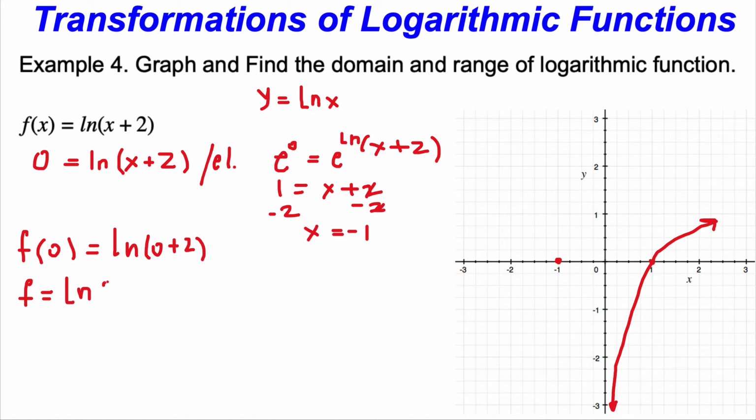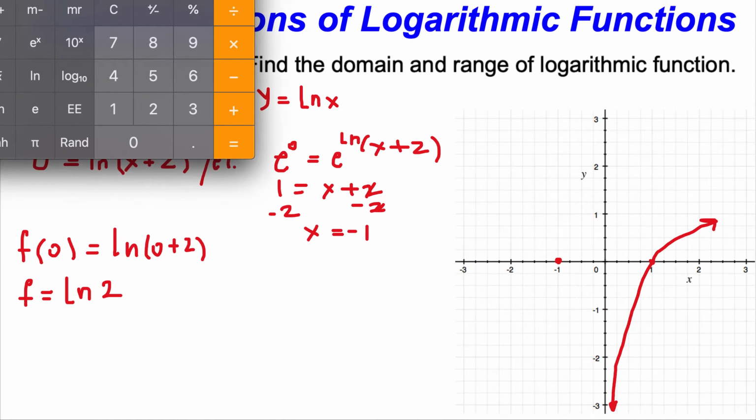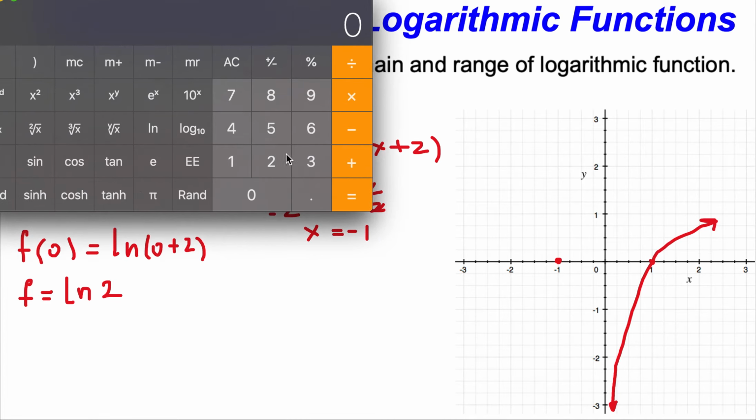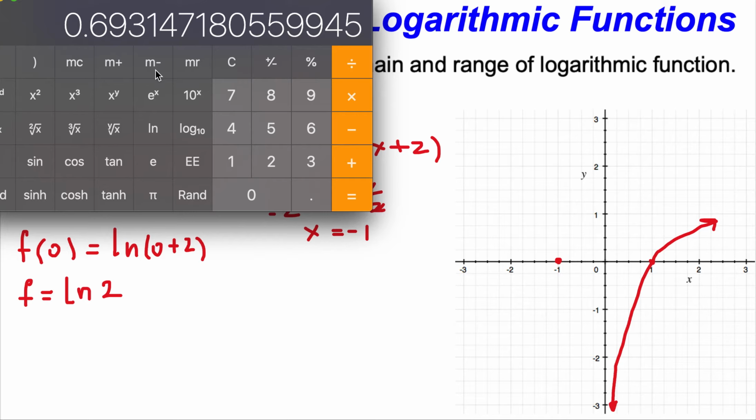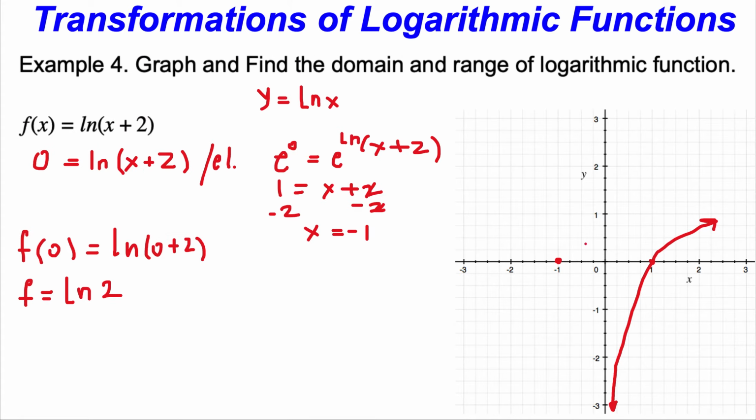So this is what it's going to be. If I want, for example, to find ln 2 more precisely, I can find it in a calculator. I write 2 and press ln, which is 0.69. So the value is going to be 0.69. That is going to be here somewhere. Here is going to be the point of intersection.